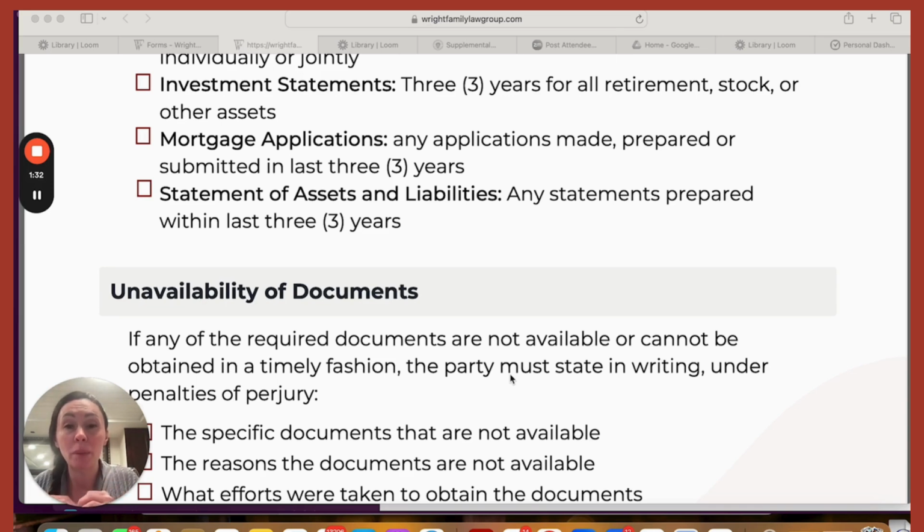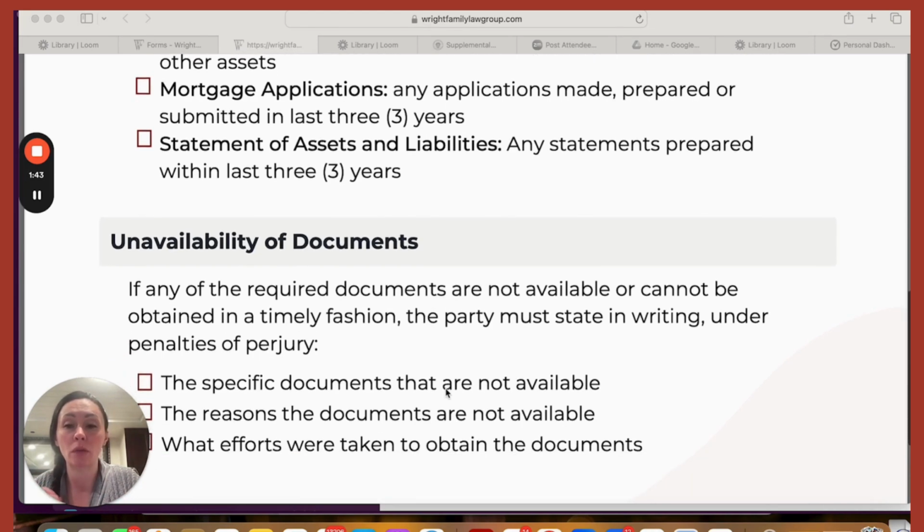Less common, but maybe you've done it if you filled out a financial statement or a balance sheet. Maybe it was done by your accountant for maybe a business that you might have had. We need copies of those as well.